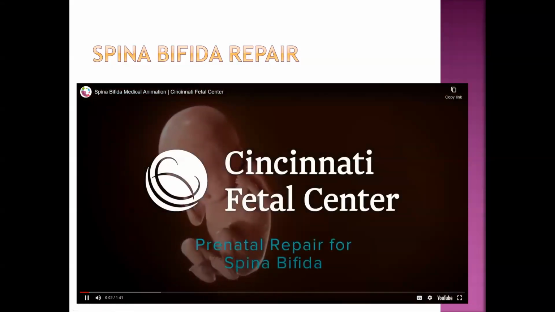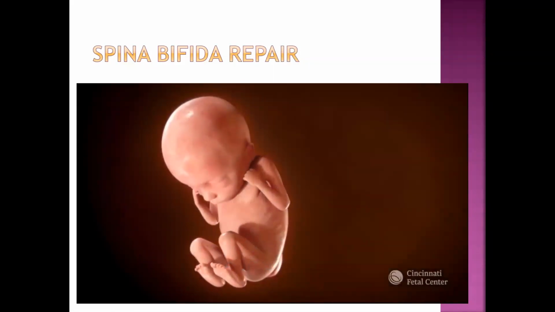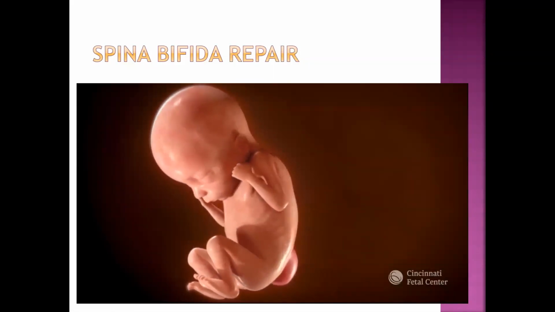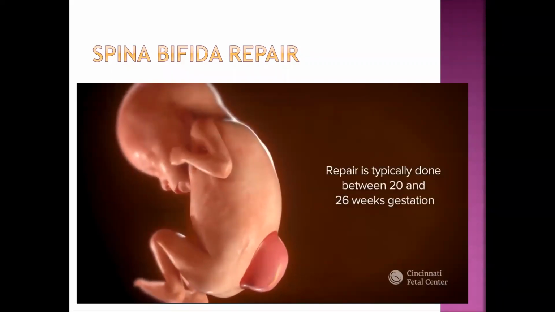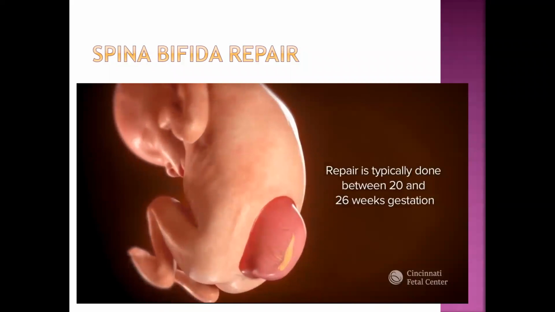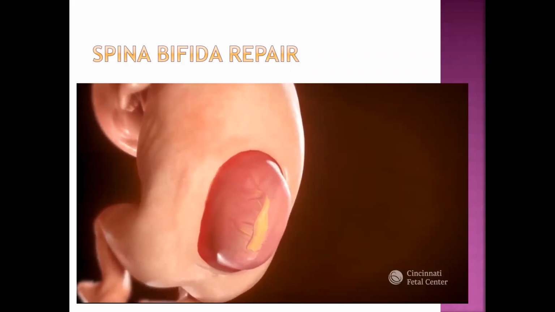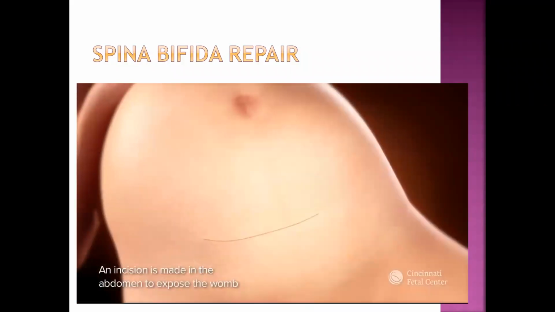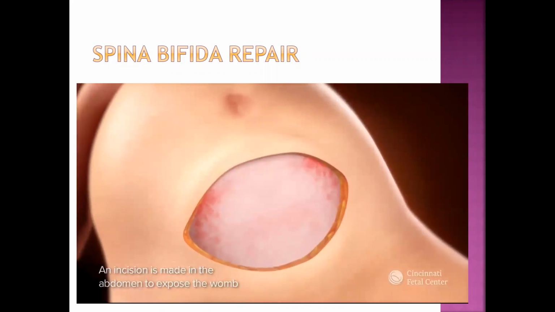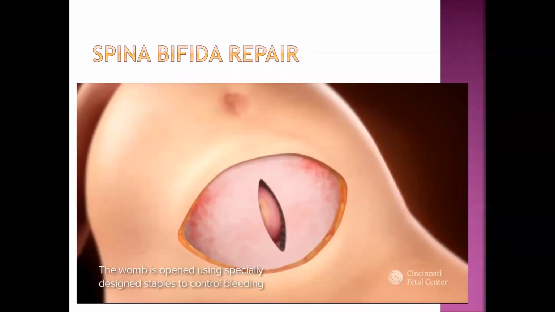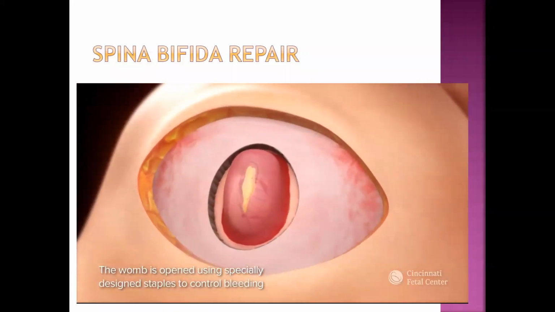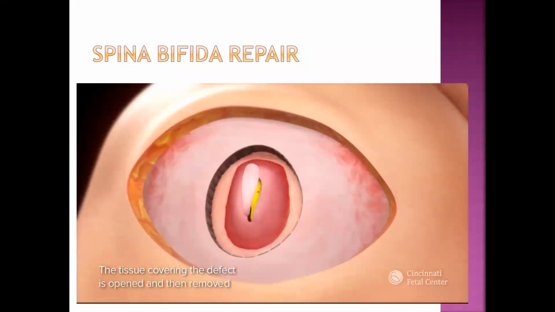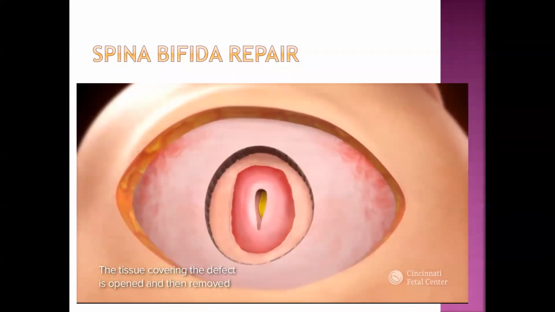In this fetus with spina bifida, you can see an opening in the back with an exposed spinal cord. Prenatal repair is usually done between 20 and 26 weeks gestation. Once the mother is under anesthesia, we make an incision in the abdomen to expose the womb. The womb is then opened to expose the back of the fetus using a specially designed staple to control bleeding. The tissue over the defect is then opened and removed.